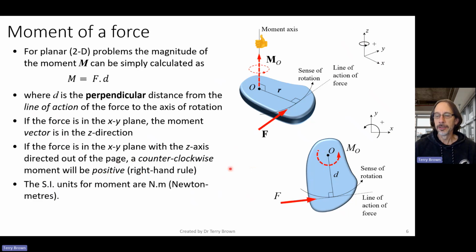Okay, and because, if we look up here, it's force times distance, where force is in newtons and distance is in meters, the SI units for moment are newton meters. You should really, when you write newton meters, put a dot between them to be strictly correct. Here we've got compound units, so we should have a dot between the N for newtons and the M for meters.